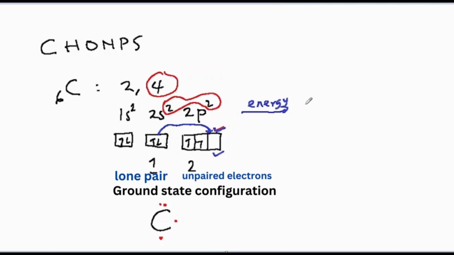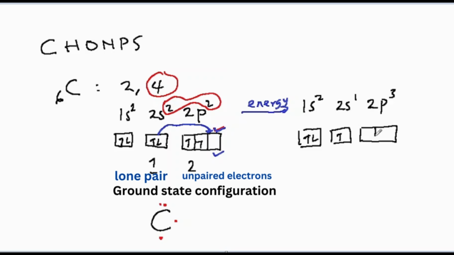Let's see what the configuration becomes. It's going to become 1s2, 2s1, and 2p3. For the orbital notation, we have 2 electrons here, 1 here, and 3 electrons here. Following Hund's rule of maximum multiplicity, electrons go in singly first into degenerate orbitals before pairing commences. So this is still the 4 valence electrons.